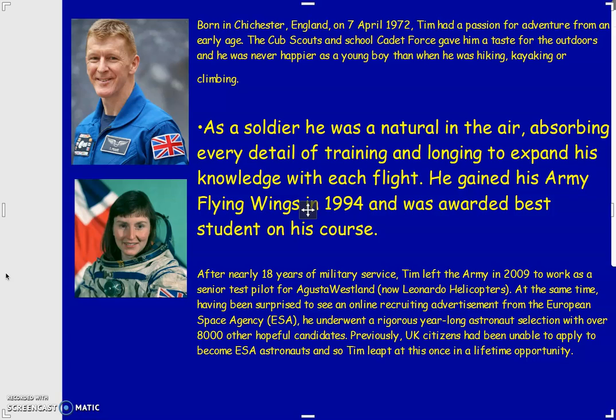It also says, we know that from yesterday he went to the Royal Military School, and we know that he was a soldier. So, as a soldier, he was a natural in the air, absorbing every detail of training and longing to expand his knowledge with each flight. He gained his Army Flying Wings in 1994 and was awarded Best Student on the Corps. By Flying Wings, it means he passed a test and he was allowed to fly a helicopter. So he was a helicopter pilot. He knew something about flying things. So what does that tell you about how he was planning, or how it might have been appropriate, and what skills he had for going to space?